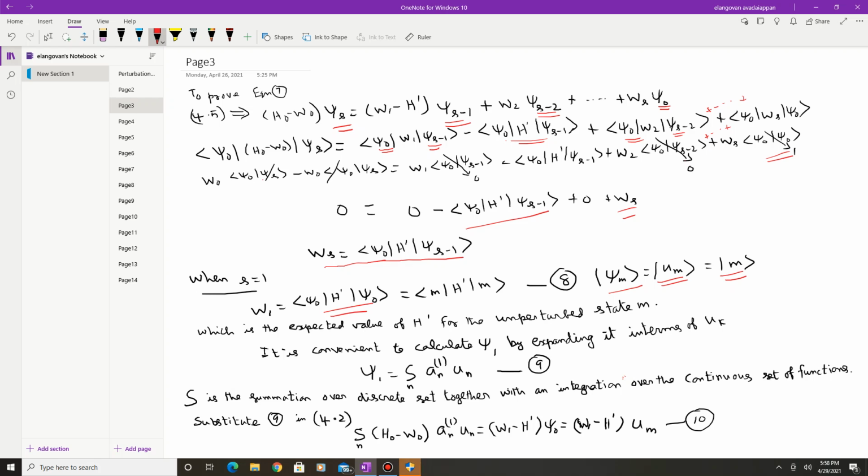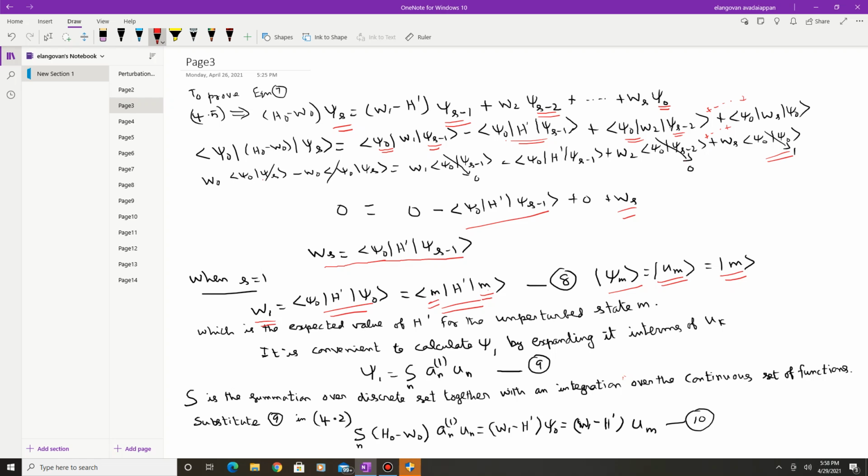So both have the same meaning. So you replace ψ0 by this ket m, just for convenience, we are writing this form: ⟨m|H'|m⟩. Now this is the expectation value of H' in the unperturbed state, because this is the unperturbed state m. So this is the expectation value of H' for the unperturbed state, and this is your first order correction.